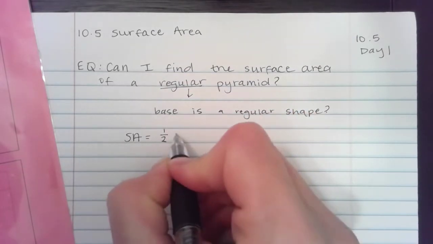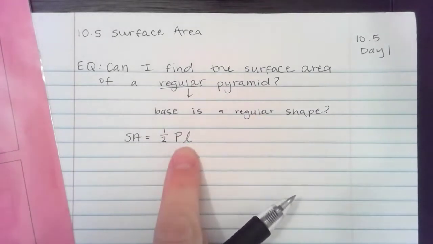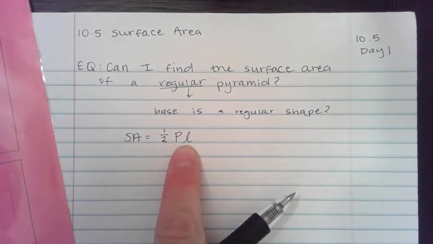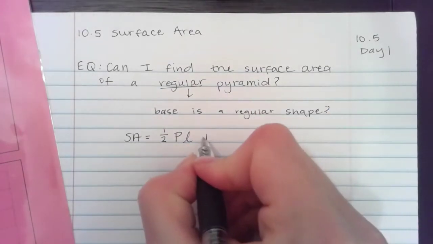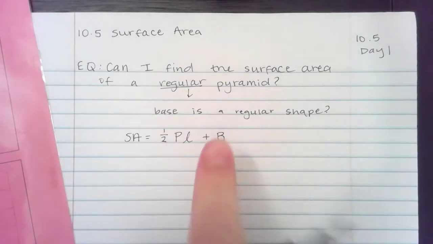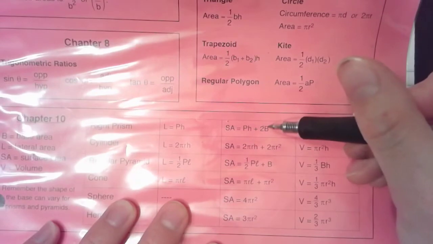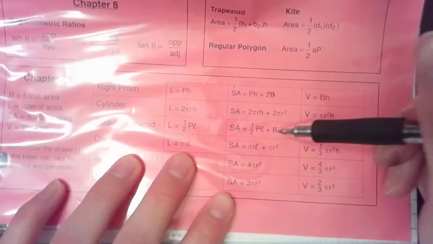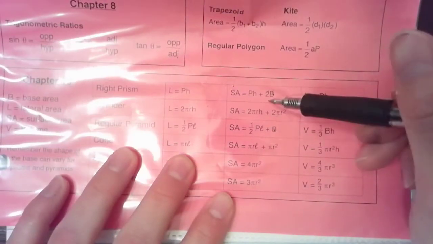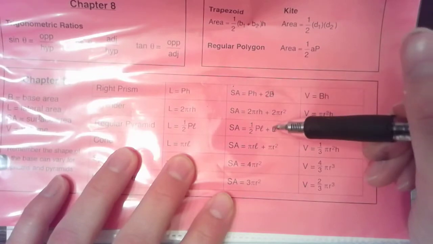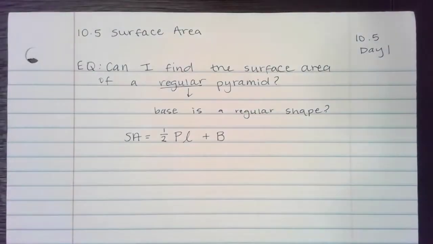So 1/2 P, that's a cursive L. And that cursive L stands for slant height. And we'll talk about that in a minute. And then big B, just like when we looked at our prisms and our cylinders, we had a big B, and that big B was area of the base. We are going to have one base. So instead of two bases, like a prism has, a regular pyramid only has one base.